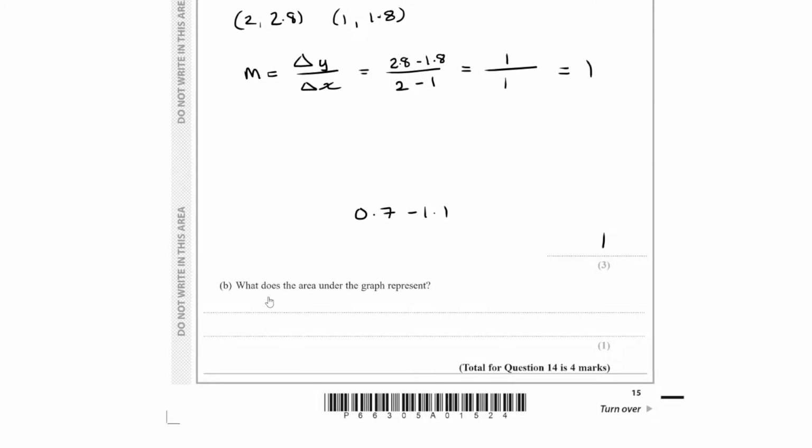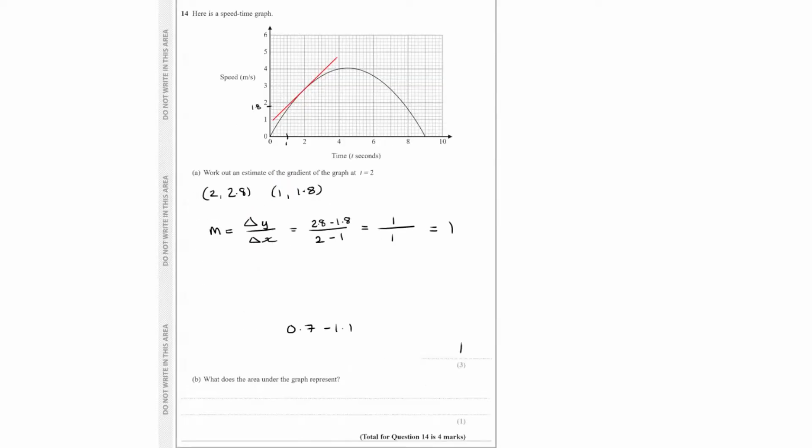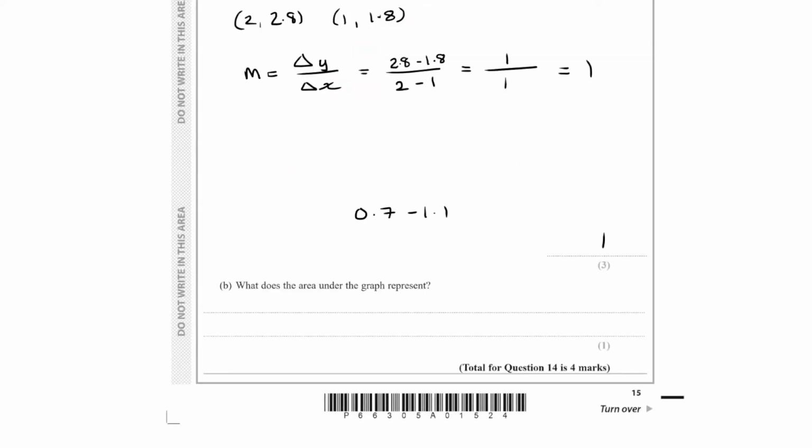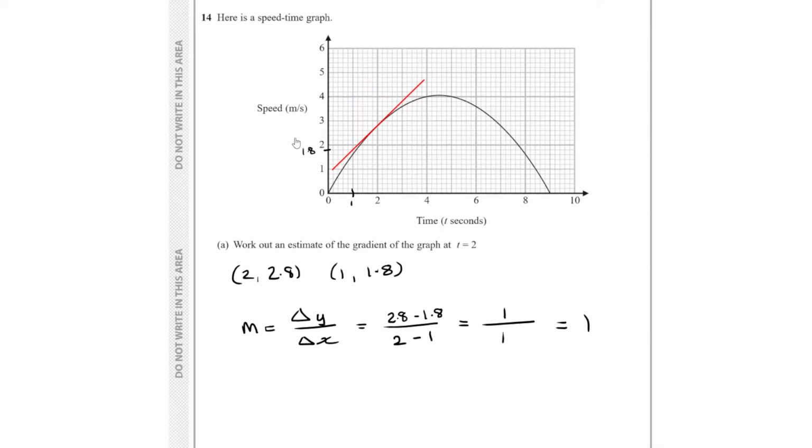Okay, part B, what does the area under the graph represent? Normally when it says area under a graph, and obviously double check it is a speed time graph, it's the distance. Because think about it, distance is speed multiplied by time, isn't it?